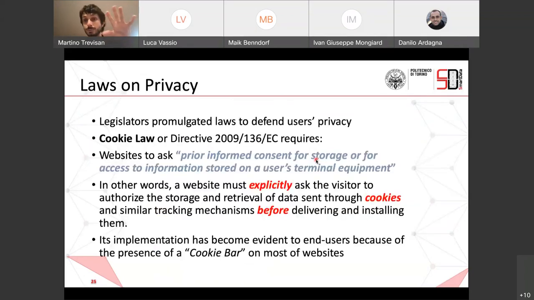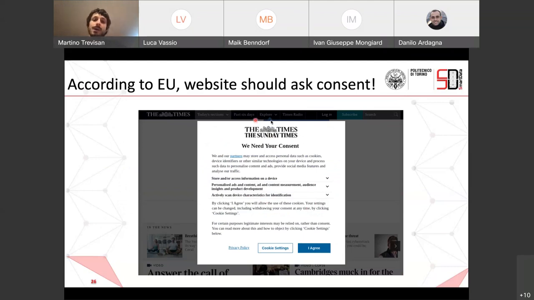So to put some order on this, the legislators started to create some laws on privacy. The first law is from Europe, the so-called cookie law. And maybe all of you know, this law asks websites to ask for consent before storing cookies on our devices. And this is done typically with this banner, the cookie banner here. And this is the first result of this tension between users' privacy and companies.